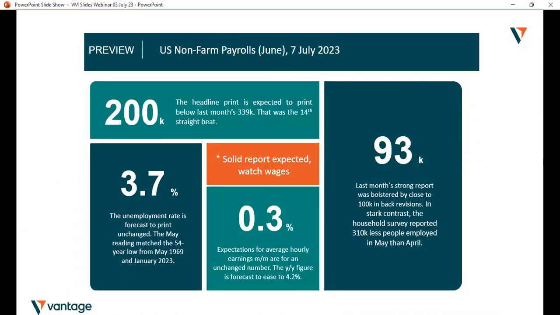Of course, any continued signs of labor market cooling from the data, it depends how big it is, but certainly probably won't be enough to keep the FOMC from restarting rate hikes in July.